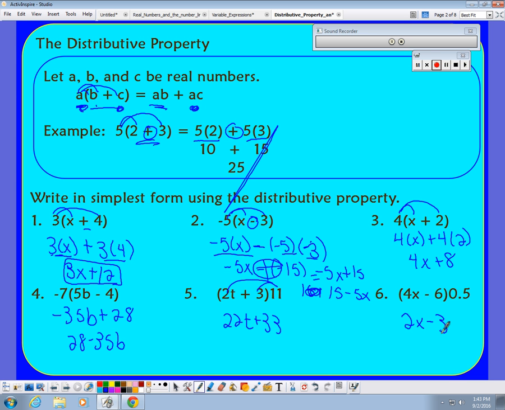If you have any questions about distributive property, now is a good time to write that question down on your paper, highlight it, and come to class with that question. I will ask for questions when you come to class, so I need you to be prepared.